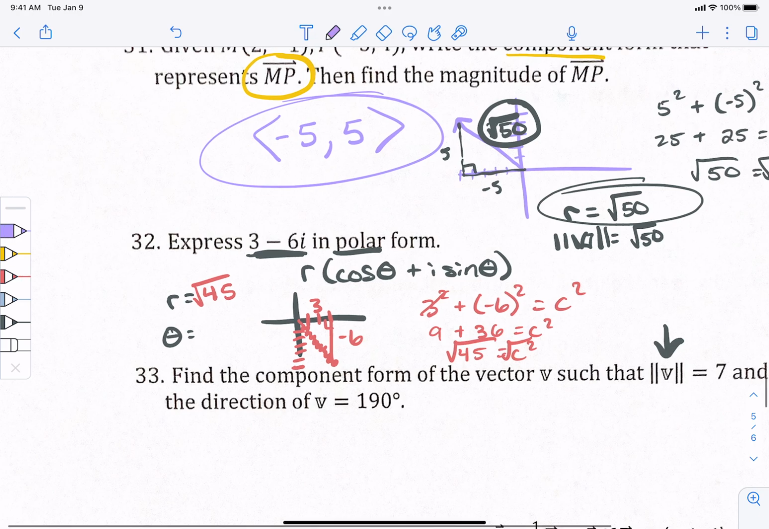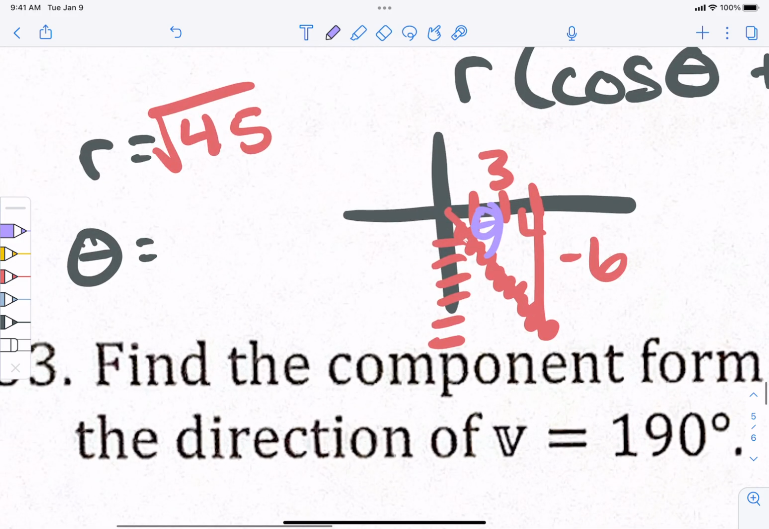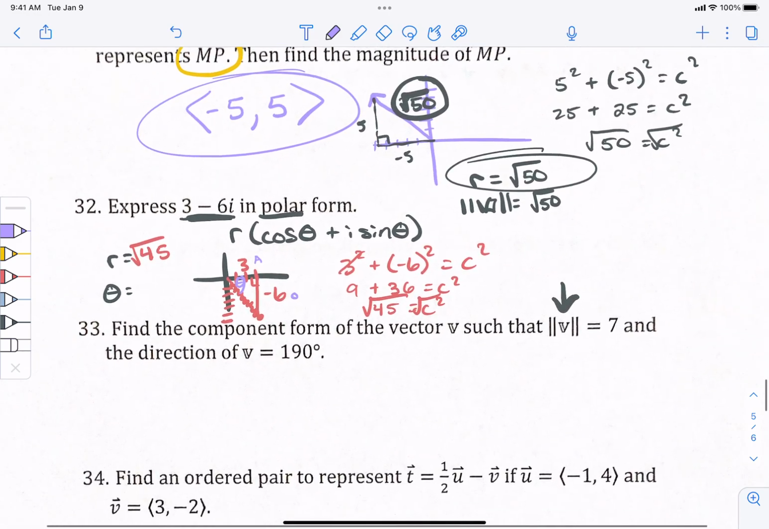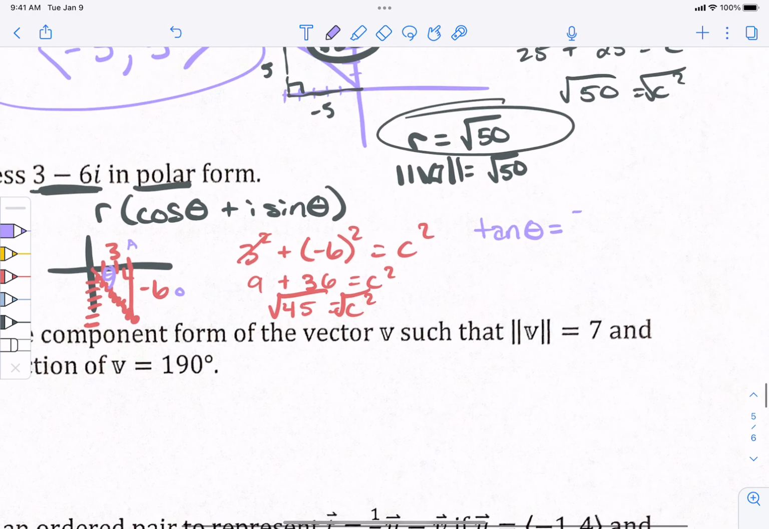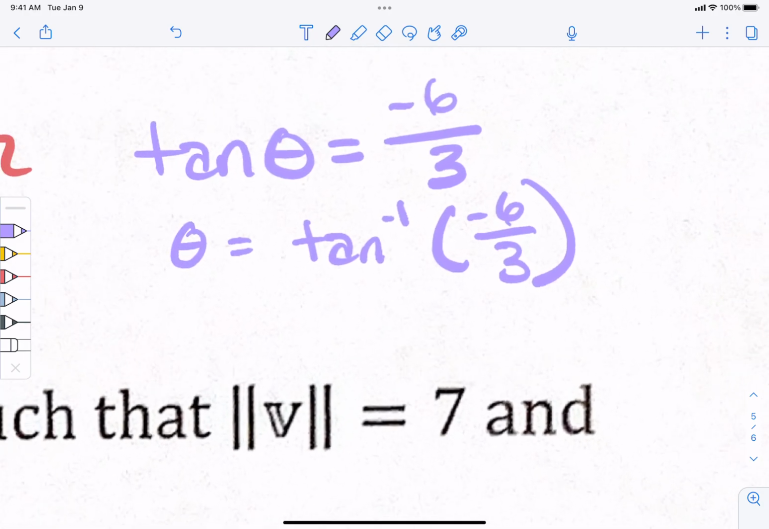Then to find theta, theta is this angle inside of here, and we have to find that angle. So in comparison to theta, -6 is the opposite, 3 is the adjacent. So we're gonna use tangent, like we always do, right? Let me get rid of my arrow here. Tangent of theta is equal to the opposite, -6, over the adjacent, 3, and to get theta solved for, we do inverse tangent of -6/3. Now, -6/3 does reduce to -2, so if you want to type it into your calculator as inverse tangent of -2, you can do that. It doesn't really matter.